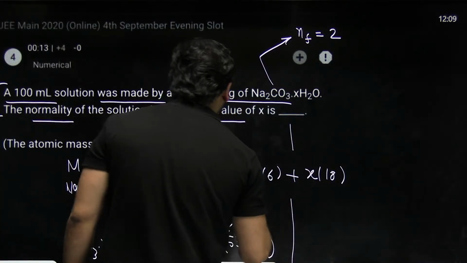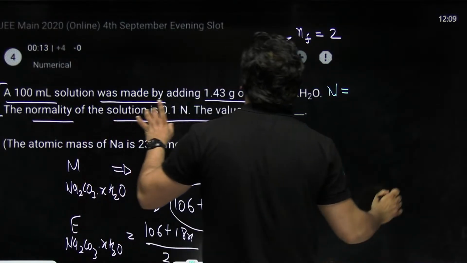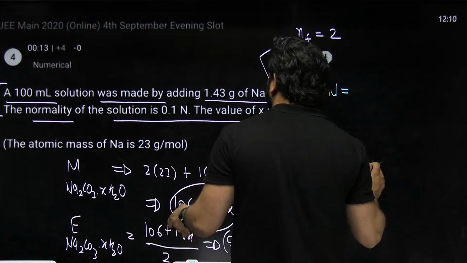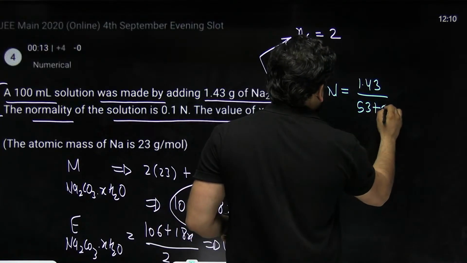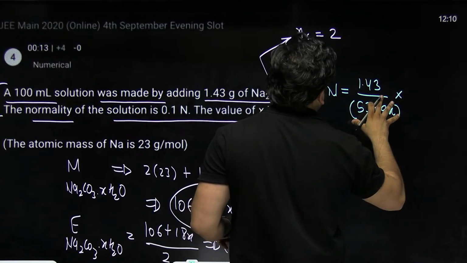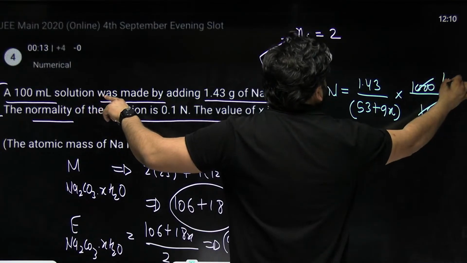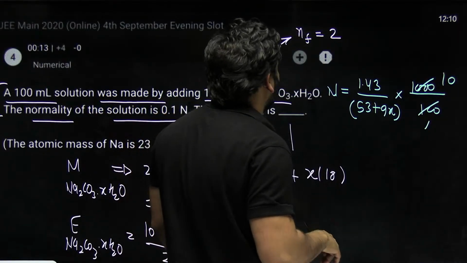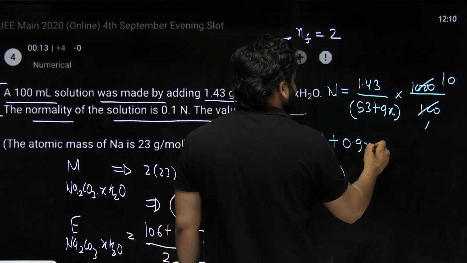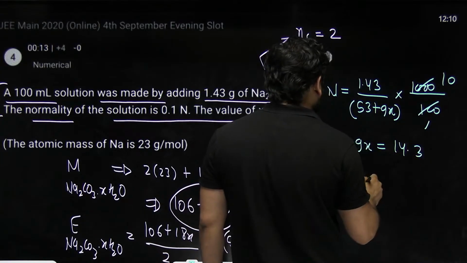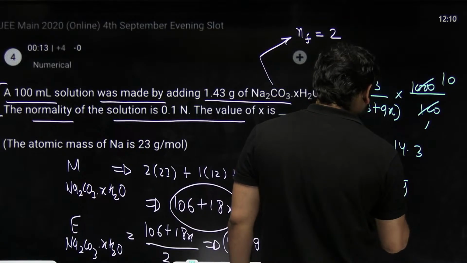So the normality is 0.1. What is the formula of normality, everybody? The formula of normality is given mass upon equivalent mass, into 1000 upon volume. So 1.43 upon the equivalent mass, which is 53 plus 9x, is the number of equivalents, into 1000 upon volume. The volume is 100 milliliter. This will come up as 10, and the normality is also given to us, which is 0.1. So what you will get is 5.3 plus 0.9x is equal to 14.3. So 0.9x comes up as 9, and x comes up as 10.